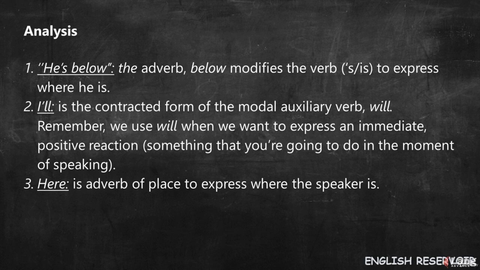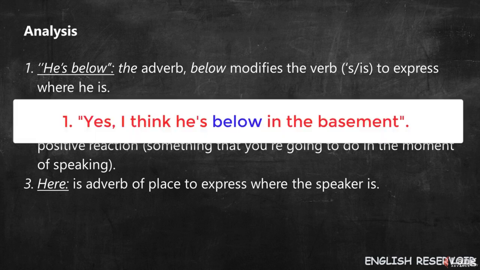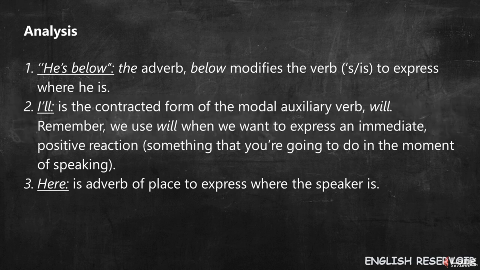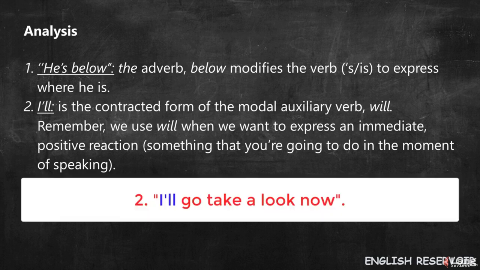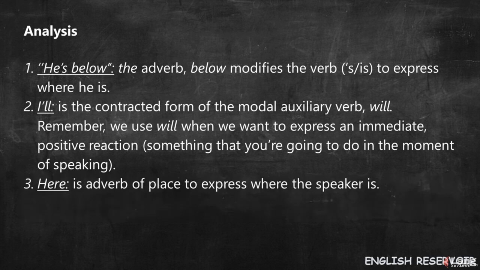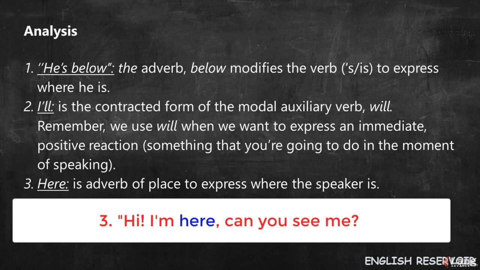Analysis. 1. He's below. The adverb below modifies the verb to express where he is. 2. I'll is the contracted form of the modal auxiliary verb will. Remember, we use will when we want to express an immediate positive reaction, something that you're going to do in the moment of speaking. 3. Here is an adverb of place to express where the speaker is.